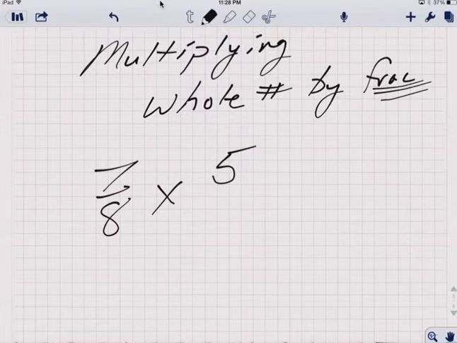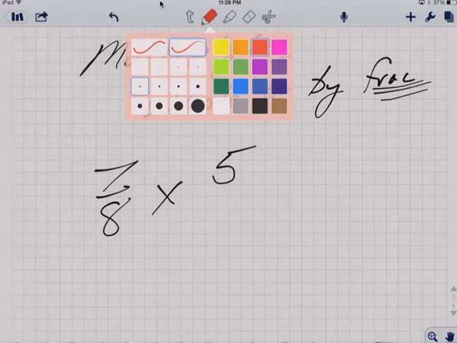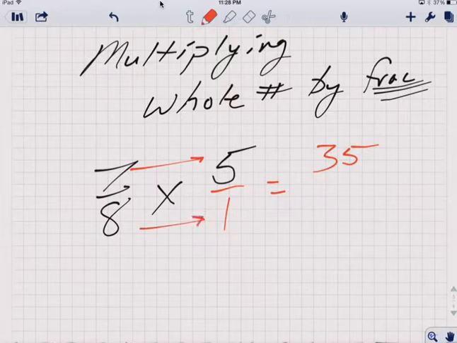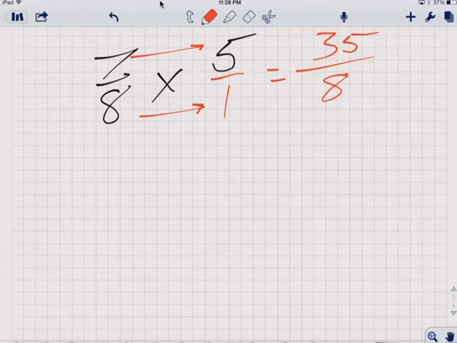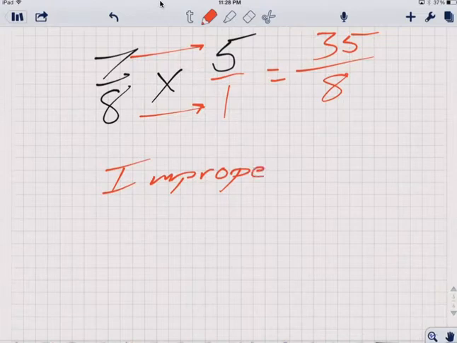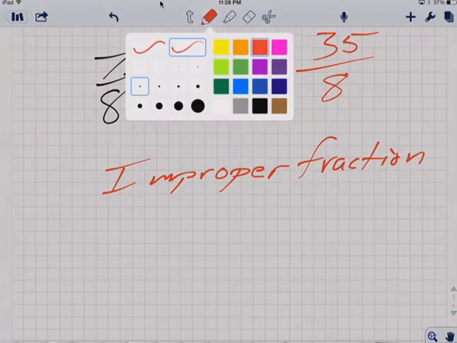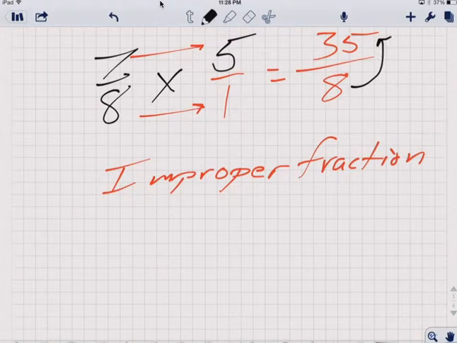Now, 5 is a whole number, so as I've told you before, with a whole number you put it over a denominator of 1, and now you can multiply 7 times 5 and 8 times 1. This gives you 35/8. This is known as an improper fraction, so don't forget to simplify. You want to look at how many times your 8 fits inside of your numerator 35. I know that 8 fits inside of 35 exactly 4 times. 4 times 8 would give you 32, so there would be a few left over.